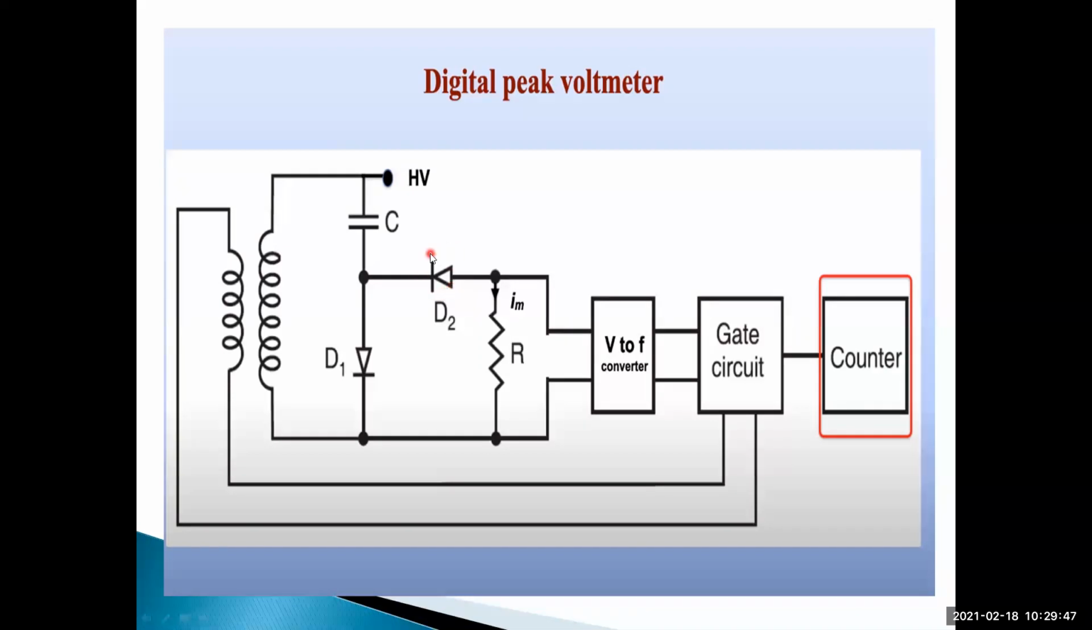The diode D2 conducts, in reverse biased manner, during the negative peak of the cycle. It's clear. Diode D2 conducts during the negative peak of the cycle, and diode D1 conducts during the positive peak of the cycle. And this is called the voltage to frequency converter, then the gate circuit and the counter. The counter will count the number of clock pulses, whether negative or positive, whatever it may be.